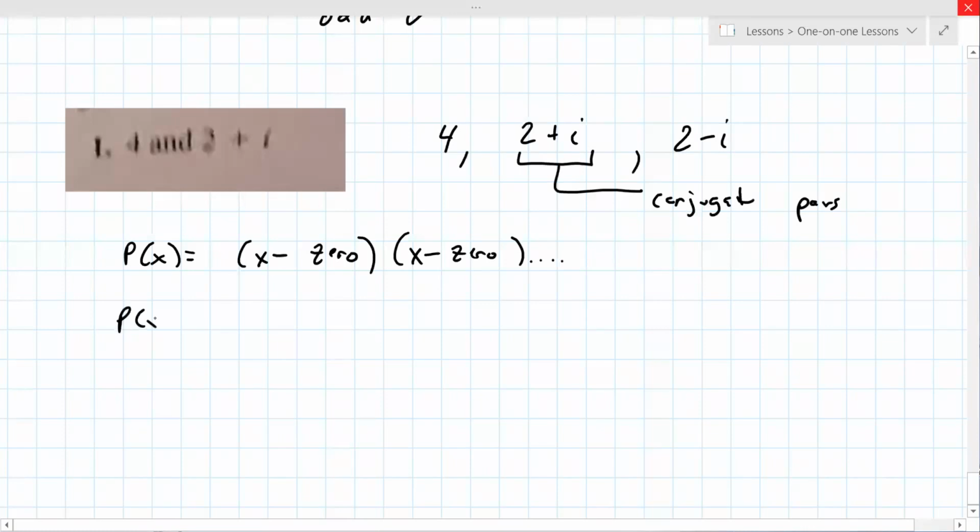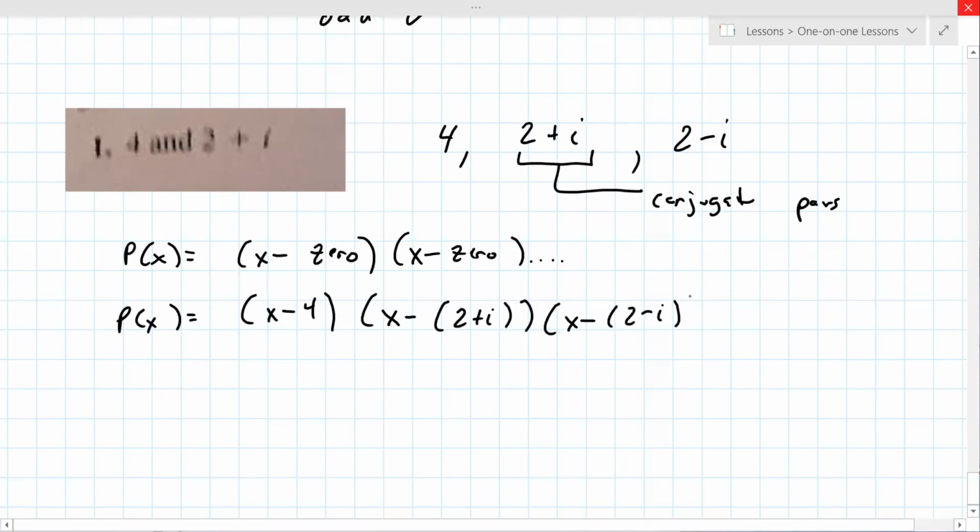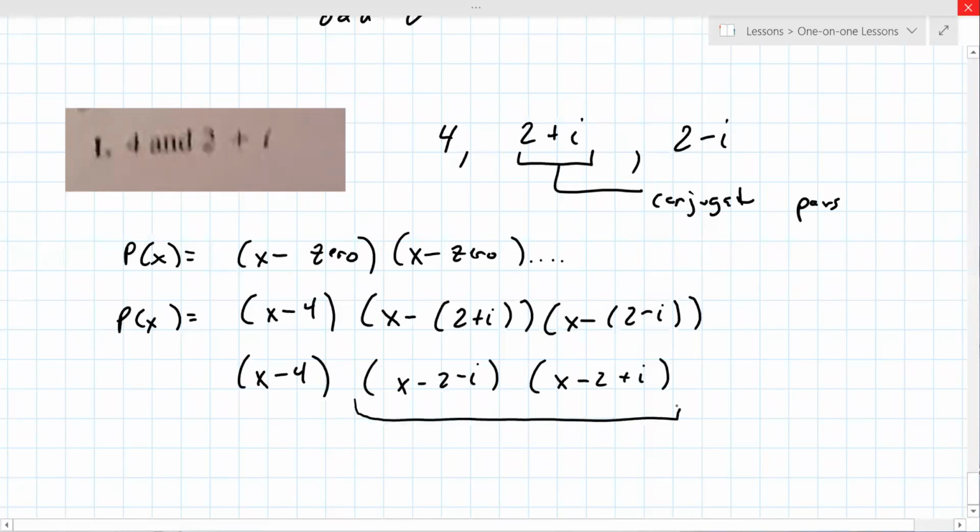So when we write our polynomial of x, it's x minus 4, x minus 2 plus i, x minus 2 minus i. And it's pretty important that you write it this way, in parentheses, because otherwise it's really easy to make a mistake with signs, and sign errors are critical to getting these correct. So let's go x minus 4, x minus 2 minus i, x minus 2 plus i. So you want to expand these first.